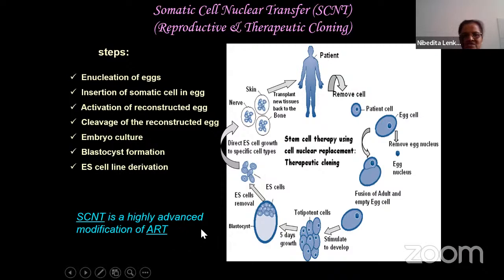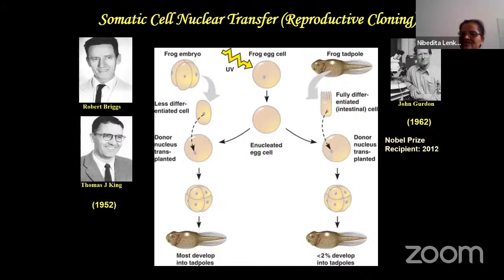So these are the steps I already described. This thing is actually very old, not very new, even though Dolly came quite late, in 96, 97. In 1938, Spemann was studying the development process, and at that time he had in fact thought about this, and he had used tadpole larvae. Subsequently, Briggs and King, in 1952, demonstrated that if you take a frog embryo and enucleate the egg cell, then take the nuclear material from the frog embryo, and put it into the enucleated egg, most of these develop into tadpoles.